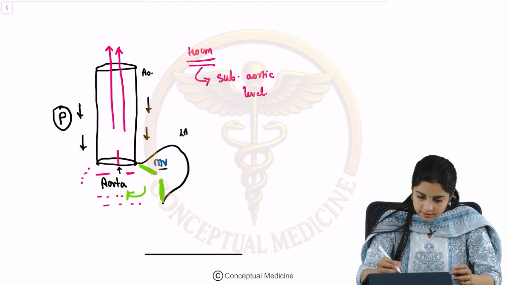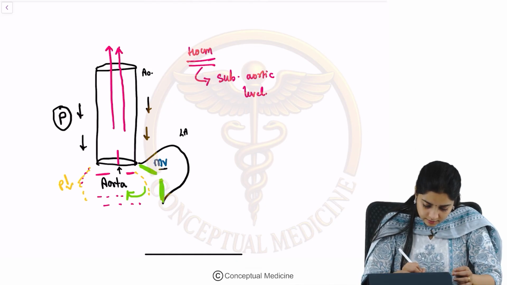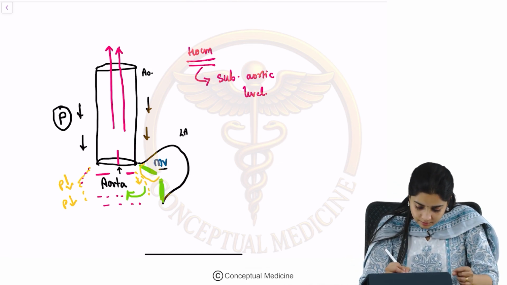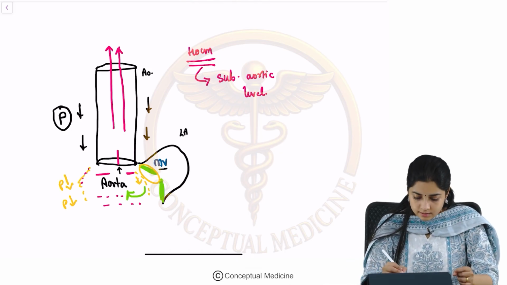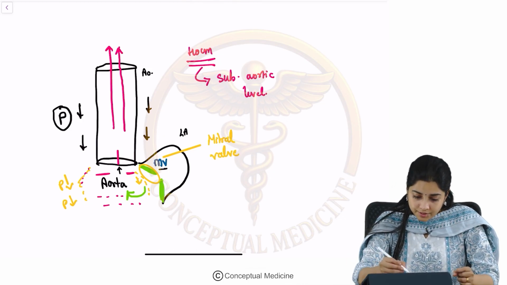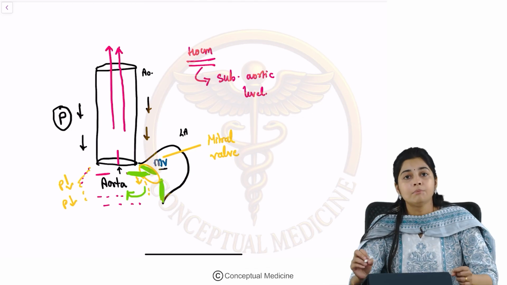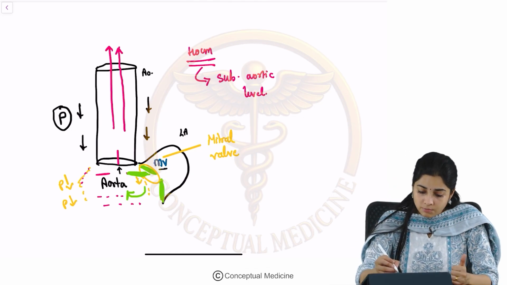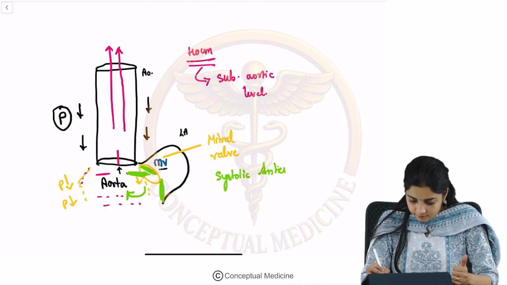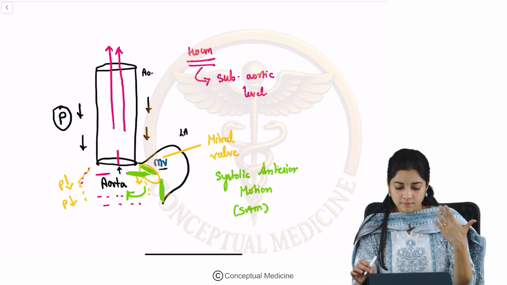What happens to the pressure in this area? Let me use another color. The pressure decreases, right? Now, because of this decrease in pressure, what valve is nearby? This is nothing but your mitral valve. This mitral valve gets sucked in because of the low pressure. It gets sucked in and it blocks the aorta temporarily. And this is what we call the systolic anterior motion of the mitral valve, or the SAM. A very famous word which is used in HOCM is your SAM.